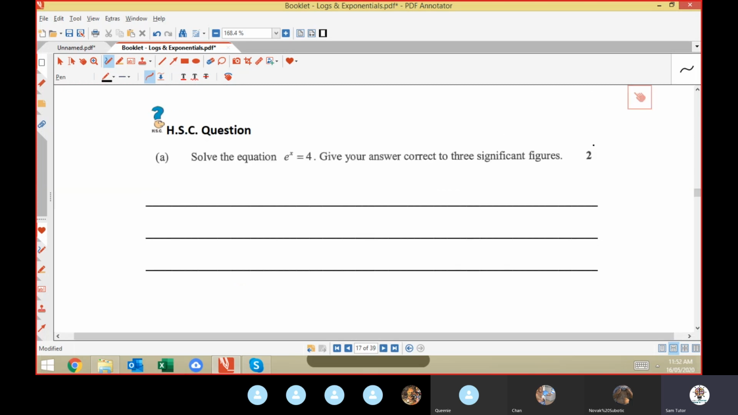HSC question worth 2 marks to solve this. e to the x equals 4. What do we do to both sides? ln both sides. Yeah, perfect. Log e just becomes 1, so your answer is log 4. But you got yourself 1 mark. It says 3 significant figures, so plug log 4 into your calculator. It's 1.39. 1, 2, 3 significant figures.